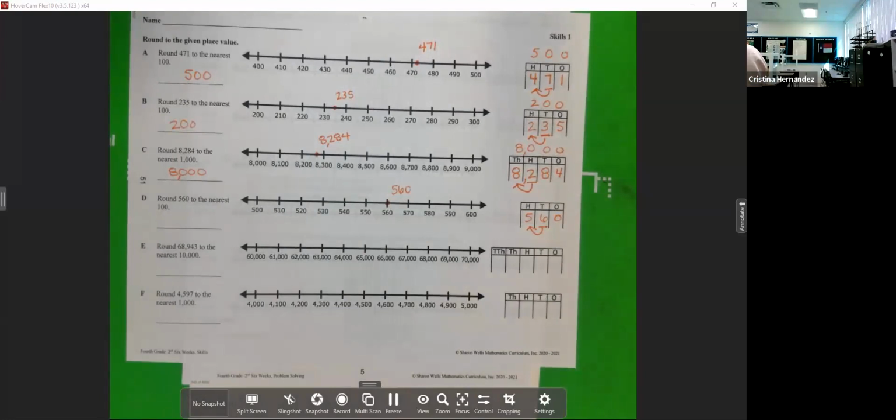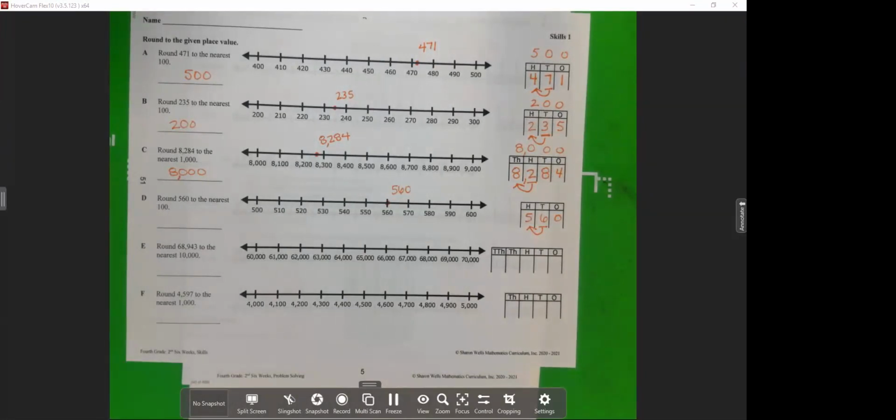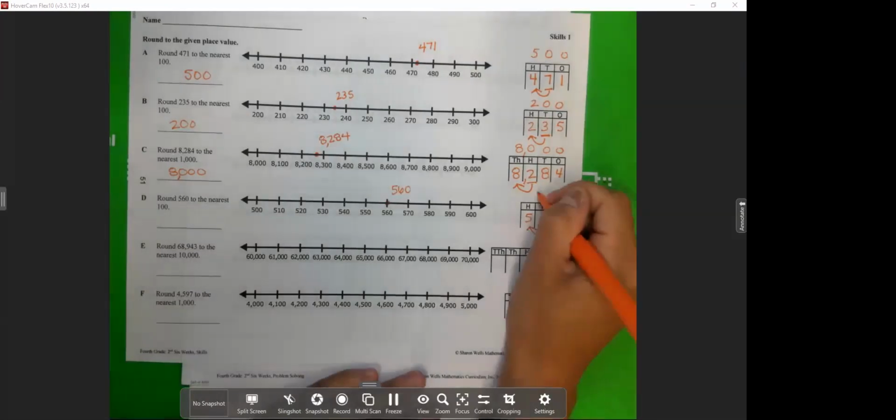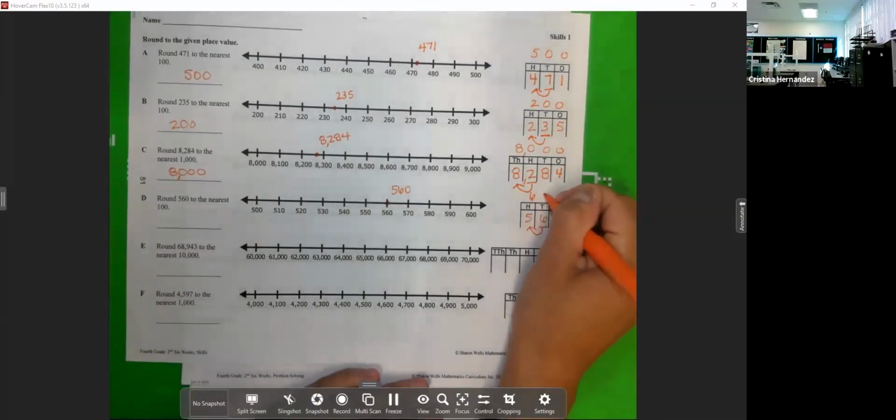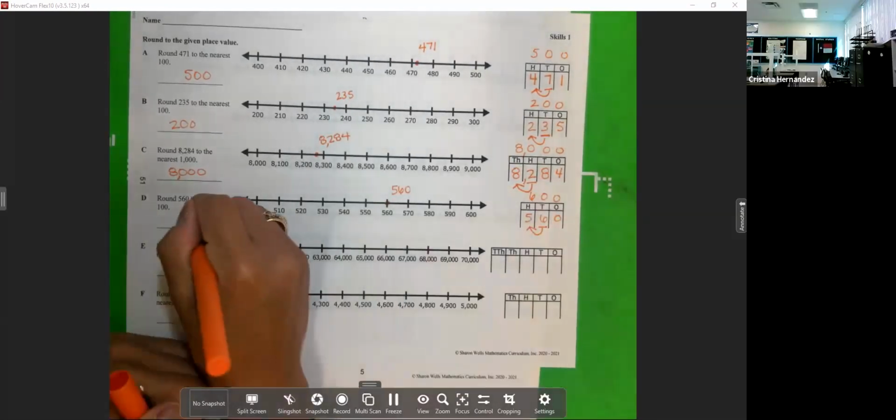Well, you had it right the first time, Chloe. That 6 is going to tell me we round up or we round down. Round up. So then that 5 becomes a 6, and then you put zeros behind there. 600. Is that what you got, Chloe?